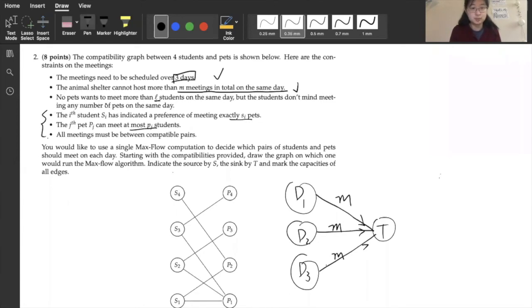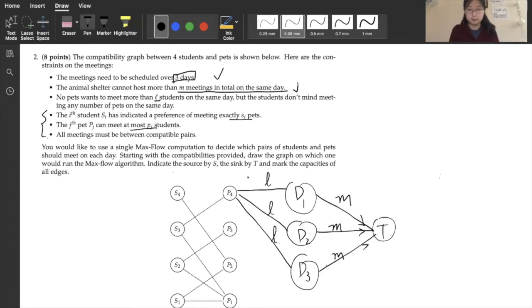No pet wants to meet more than L students on the same day. So one of the nice things we have here is that we no longer have pets split across many graphs. We only have one node for each pet. So I could say, okay, for each connection between some pet and some day, for each day for a pet, I don't want to meet more than L students.